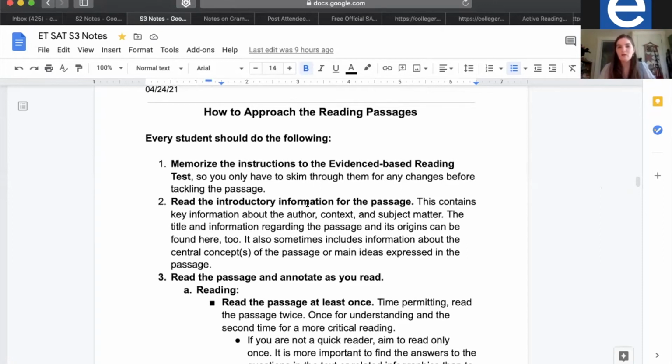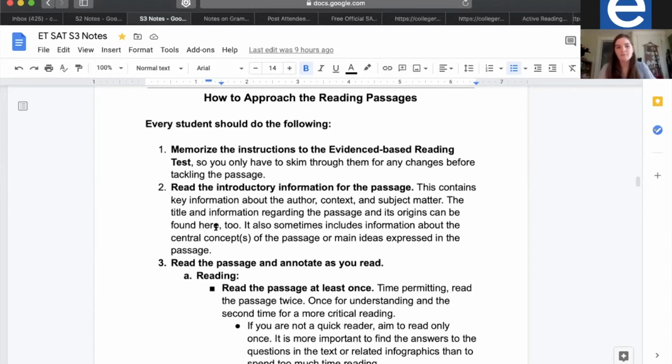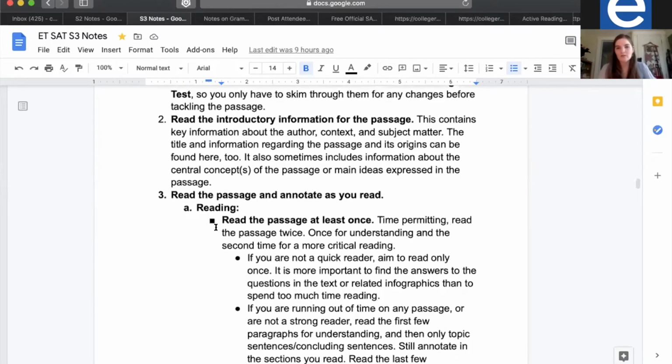So, step one, once you've memorized the evidence-based reading instructions, you don't have to keep memorizing them again. You just need to remember what they were. And then just briefly skim through each of the questions each time that you go through a section, in case they throw anything at you that changes what you've memorized, or how you're supposed to approach a certain section. Okay. I don't foresee that happening very often, but it can happen. So I don't want you to be surprised if it does happen.